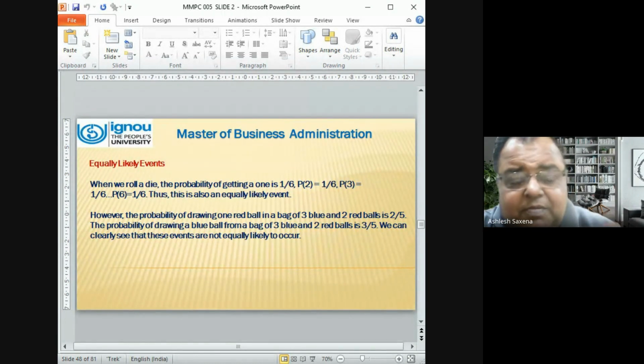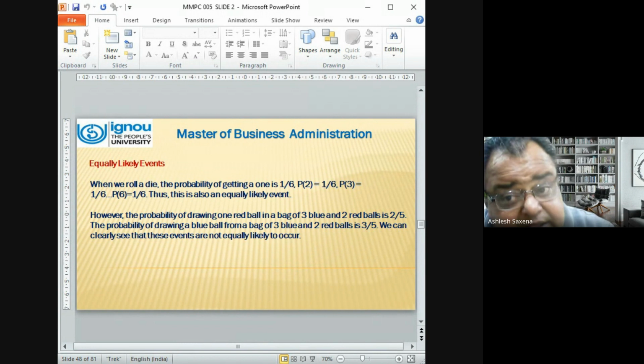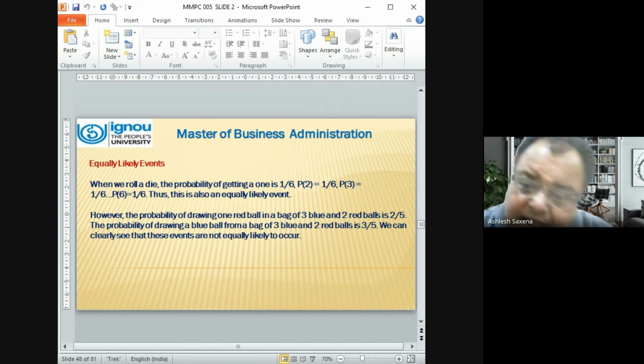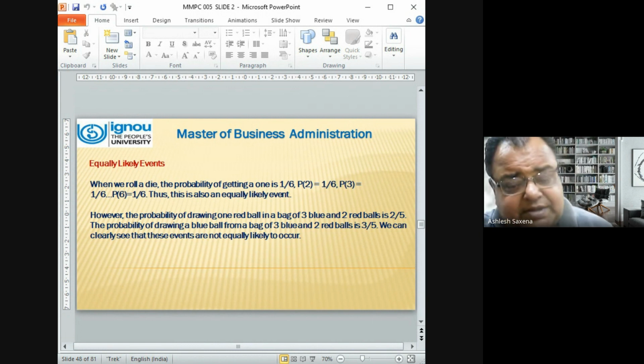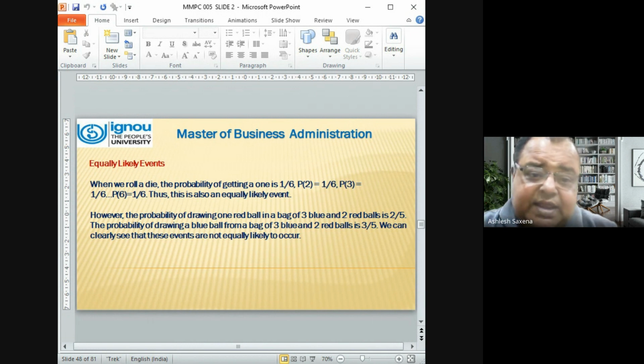Okay. Now, when I'm going to roll a dice, again the thing is that either of the numbers from the 6 will come. Correct? If I'm talking about 1, the total number of cases are 6 and favorable cases is 1. The probability of getting 1 on a roll of dice is 1/6. Again, probability of getting 2 is 1/6. 3, 1/6. 4, 1/6. 5, 1/6. And 6, 1/6. That means these are equally likely events.